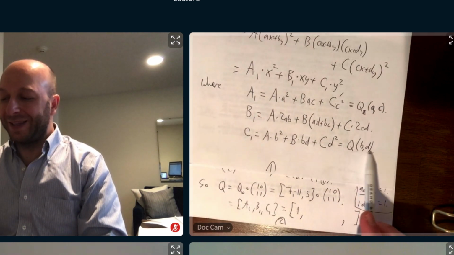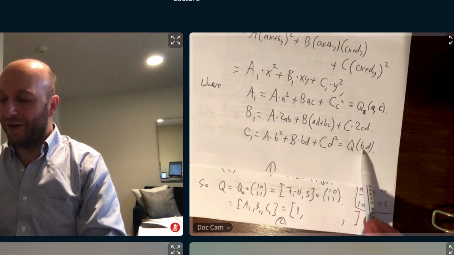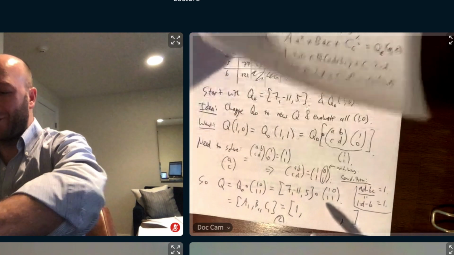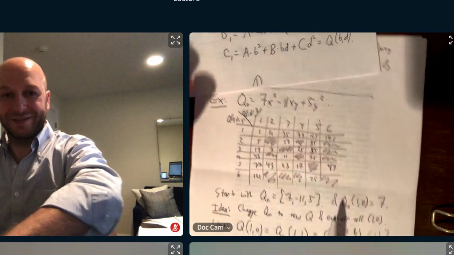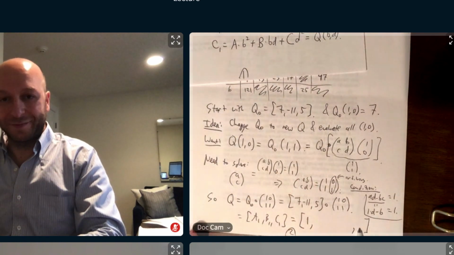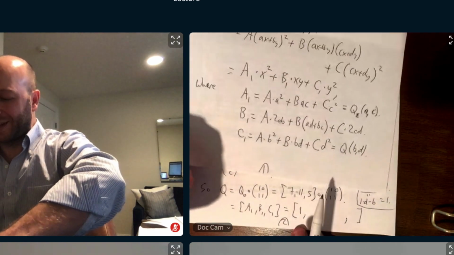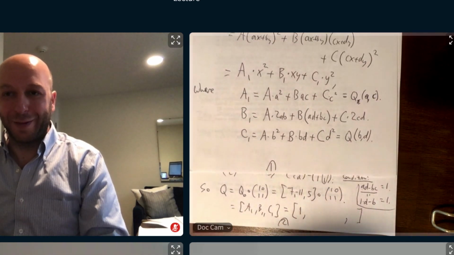C1 is Q of B, D. So that's Q0 of 0, 1. And we know what Q0 of 0, 1 is. It's the value 5, right? I hope you can see. I'm trying to show you. There are a few too many things on the board at once.